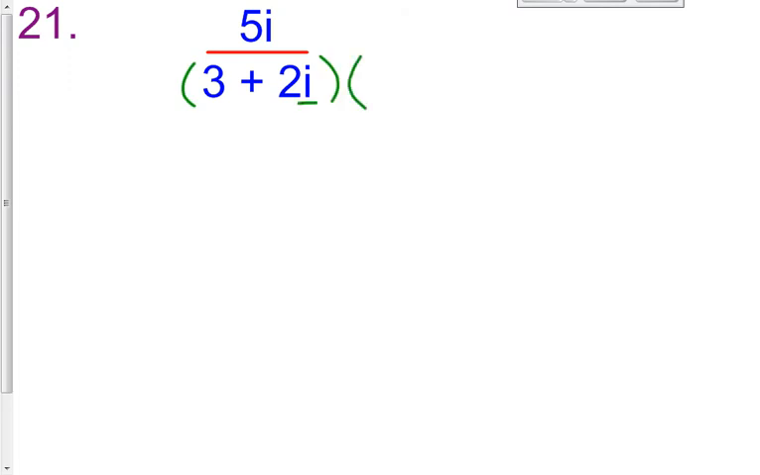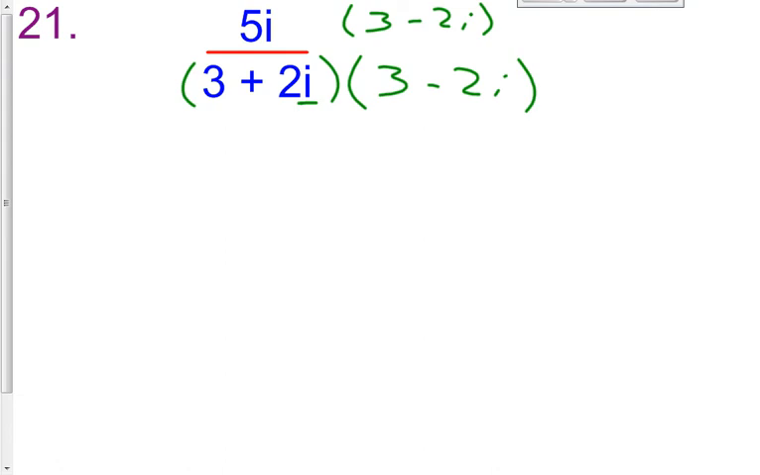To get rid of this i in the denominator, we have to multiply it by the conjugate, 3 minus 2i. What you do to the bottom, you also have to do to the top. 3 minus 2i. So class, I want to show you one time very slowly how those cancel out, and the next time you can do it very, very quickly.